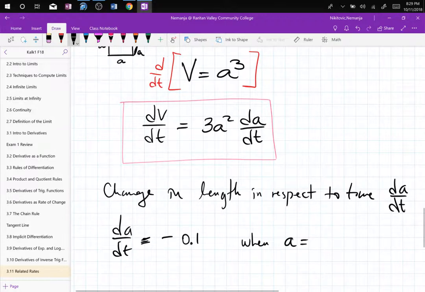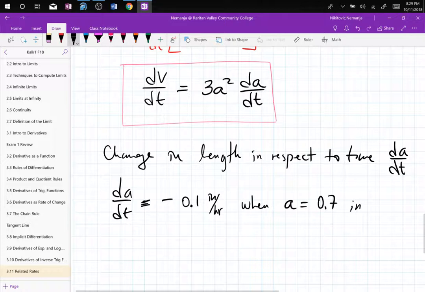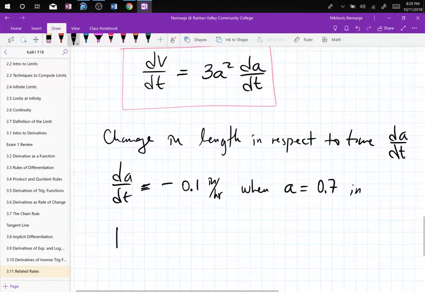How much is the ice cube? 0.7, whatever. What are the units here? Maybe inches, and inches per time, which is inches per, I don't know, hour, whatever. So now all you need to do is plug this in to calculate the volume.